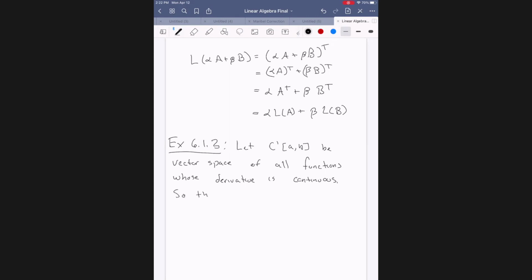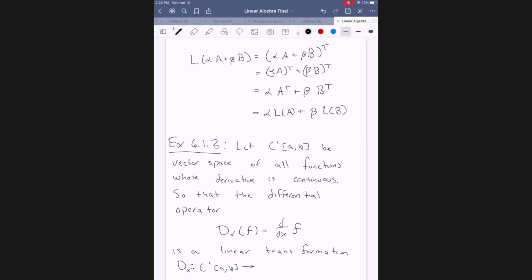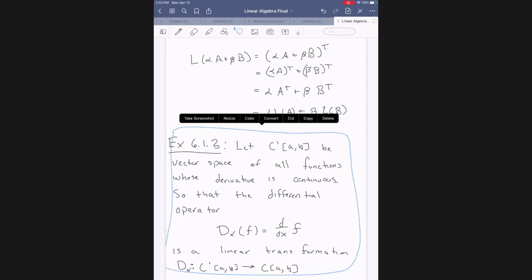Show that the differential operator d/dx, which is defined on f to be just the derivative with respect to x of f, is a linear transformation d/dx from C1 from A to B to C from A to B. So you see, this is a linear transformation. Well, we're about to see that.